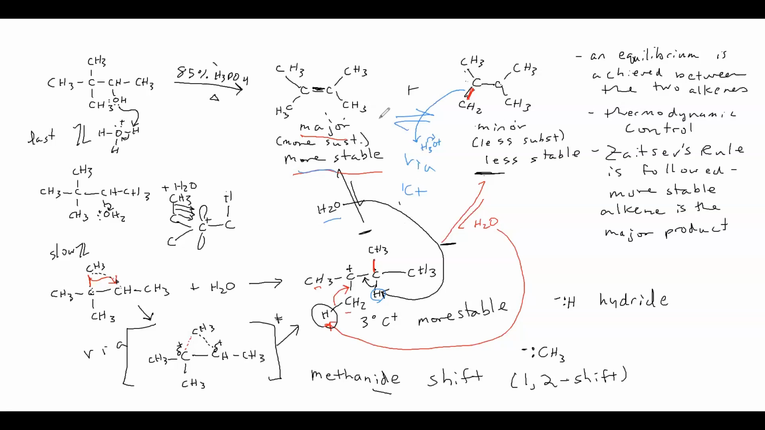Okay, so we say this is under thermodynamic control because it's the stability of the product that is determining this ratio, right? So whatever this product distribution is, we're going to favor that more stable Zaitsev product. So we also, again, we said that we can do methanide shifts, right, where we have alkyl groups shifting. We can also do something called a hydride shift, though. So I want to write out an example of that in our last 10 minutes.